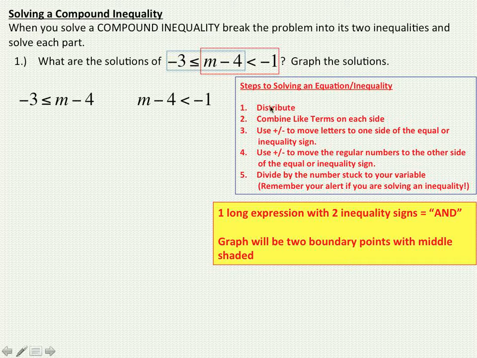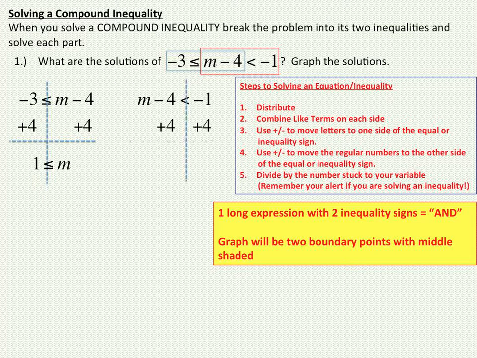So go down your list. There's nothing to distribute. There's no like terms on each side. Use addition and subtraction to move your letters. Well, all the letters are on the right here. Use addition and subtraction to move the regular numbers. So I got to move this -4. So I would add 4 to both sides. And that tells me that m is greater than or equal to 1, or 1 is less than or equal to m. Okay, so there's one of them. Now we just solve the other one. Same idea, add 4, and m is less than 3.